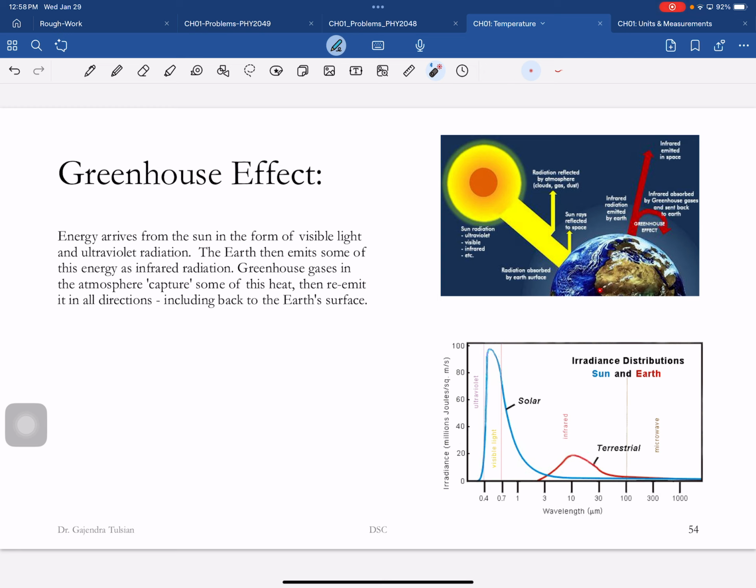The average temperature of the Earth in 1800 was 14 degrees Celsius. Today, it's roughly about 15.3 degrees Celsius. Our goal is to be under 16 degrees Celsius.